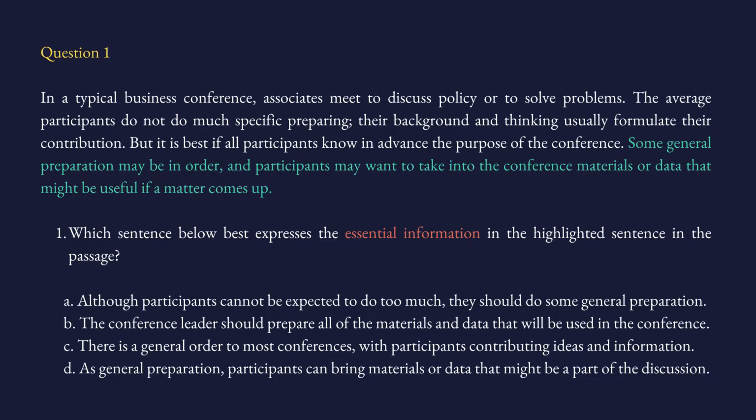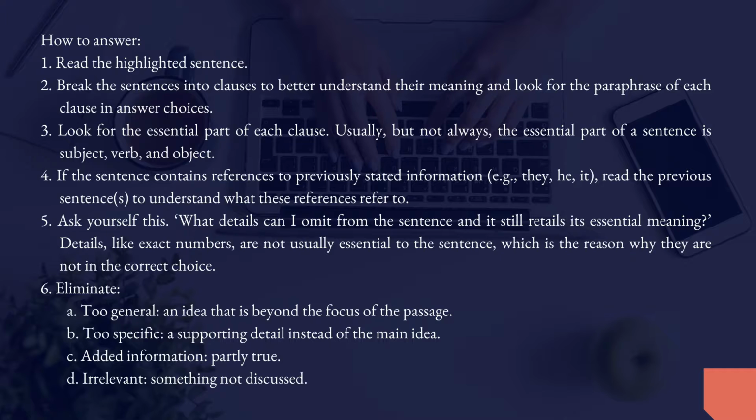So whenever you see essential information, it means that we are talking about paraphrase questions. Basically, what they ask you to do is find the sentence in ABCD that gives the same important essential information as the highlighted sentence, with a different shape, either different vocabulary or different grammatical structure or both. Let's see how we're going to handle these questions.